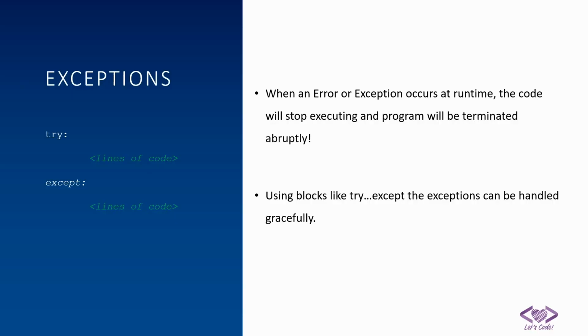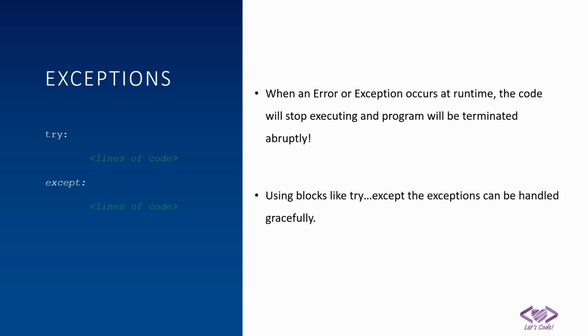So first of all, we'll try to understand what are exceptions. Exceptions or errors are the issues which are caused at runtime. And when an exception occurs at runtime, the code will stop executing and terminate abruptly. That means if you have 100 lines of code and in any of the code lines you get an exception, the further lines of code will not be executed and the program will be terminated, which is actually bad for any of the applications.